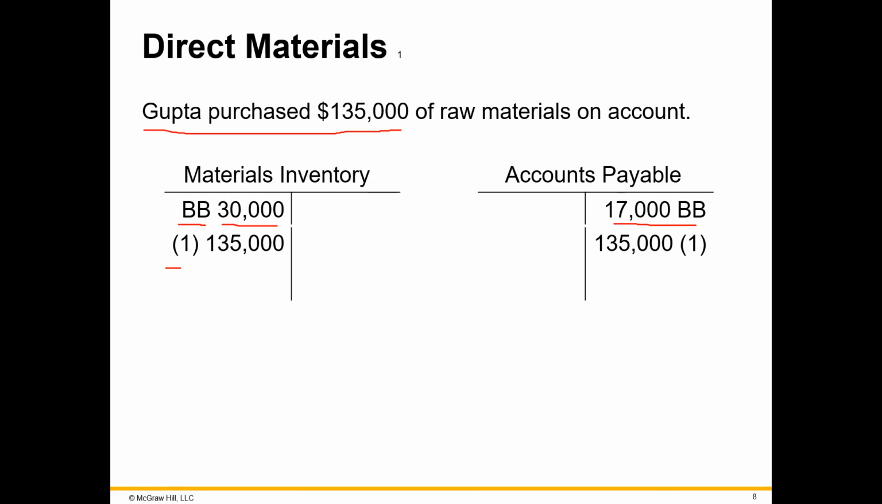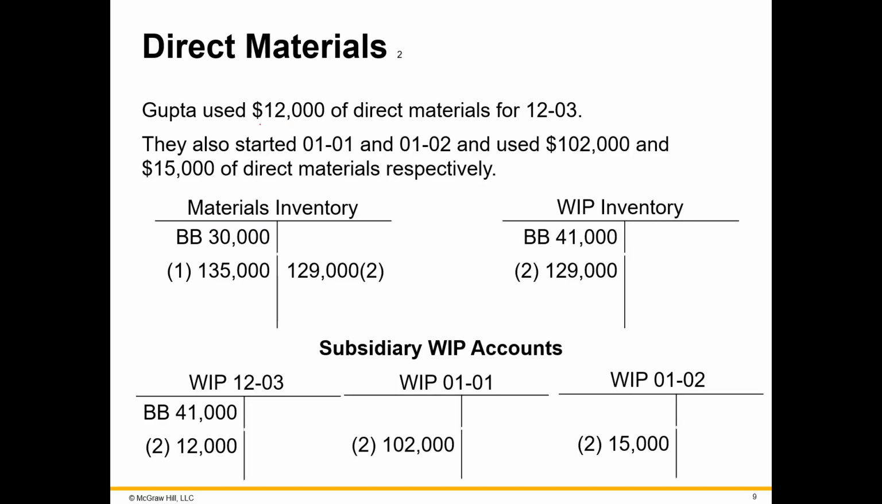You have a debit. Debit means the left side of a T account. We're debiting materials inventory for $135 and we're crediting accounts payable for $135. So remember, your debits and your credits always have to equal in a journal entry. Next, Gupta used 12 grand of direct materials for job 1203. And they also started jobs 0101 and 0102 and used direct materials of 102 and 15 grand. So if you do 12 grand plus 102 plus 15, the total you get is 129.